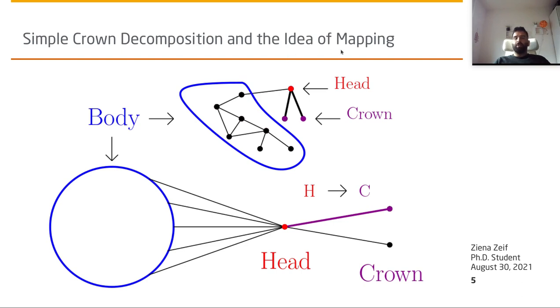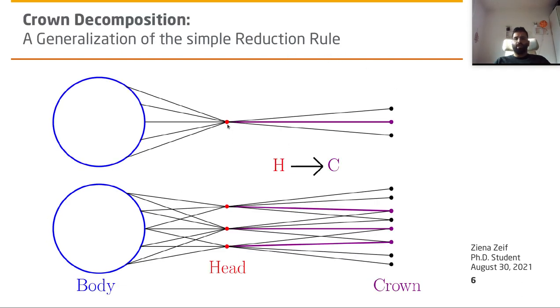The idea of the mapping becomes clearer if we have more than one head vertex. Let's say we have three head vertices and we have an injective mapping from the head vertices to the crown vertices such that we always have an edge in between. Because our mapping is injective, we know that the edges that we found in this part of the graph are disjoint. That is, we need at least the number of head vertices for a solution of a vertex cover for this part of the graph here.